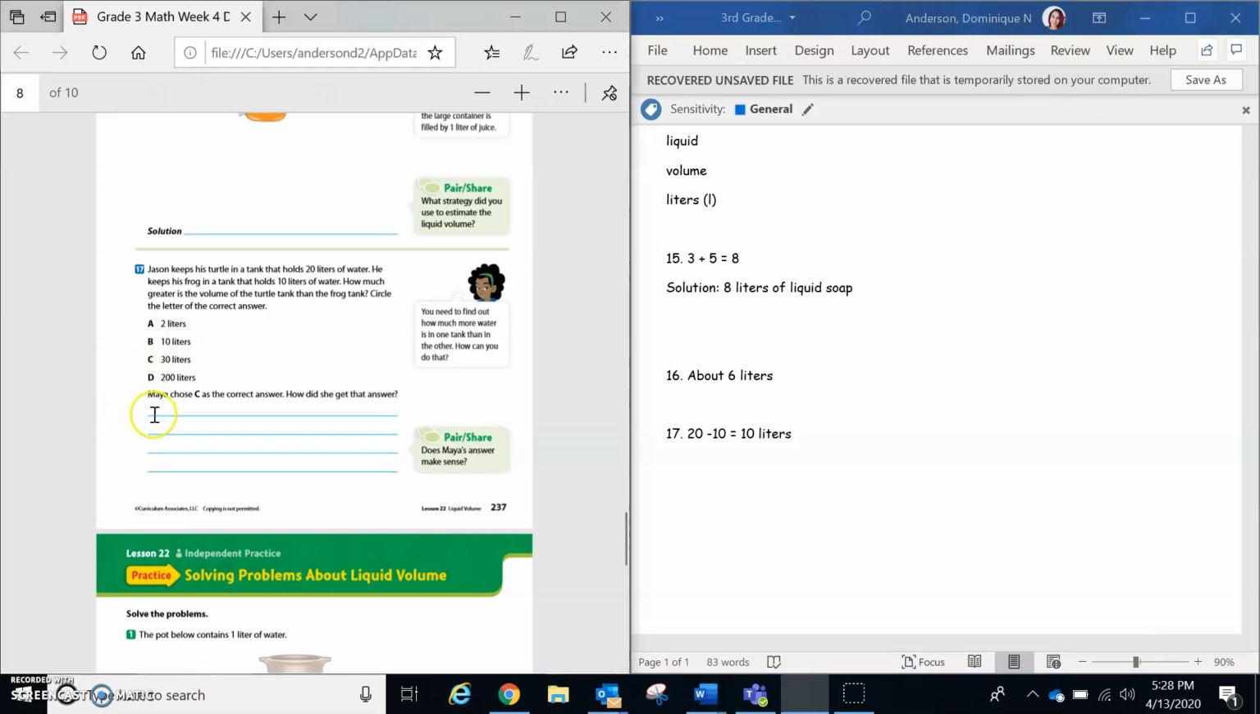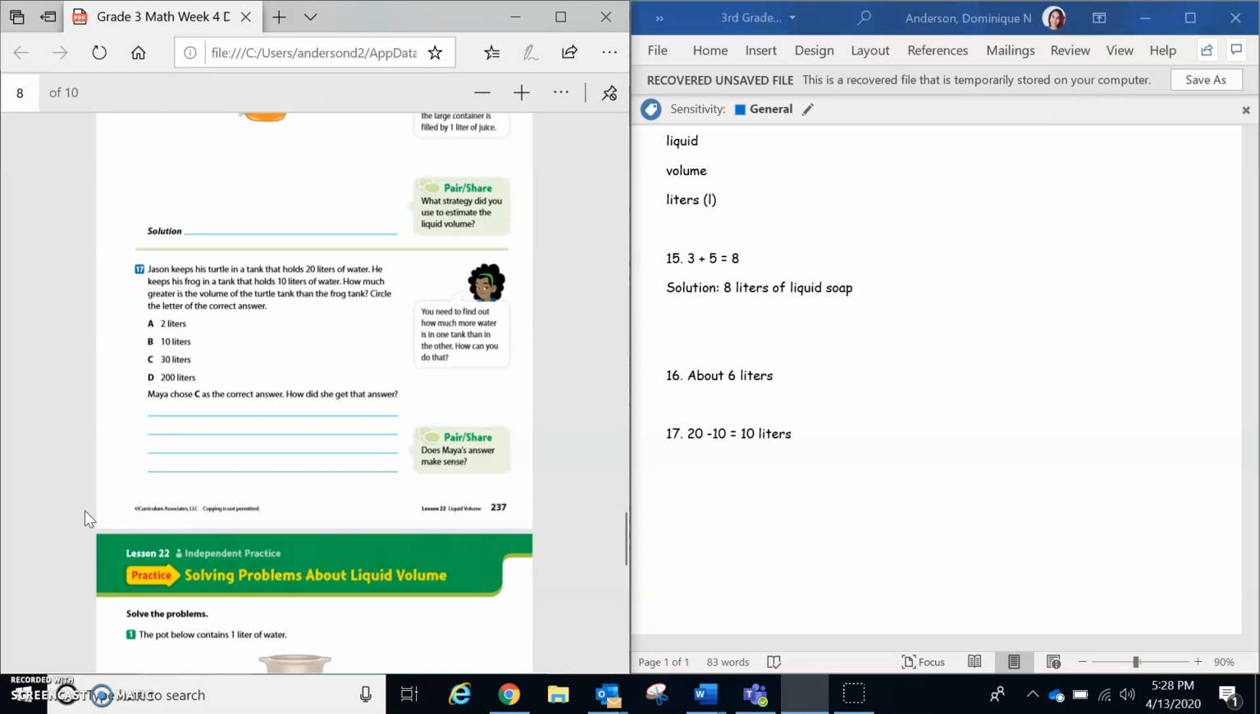Now it says, Maya chose C as the correct answer. How did she get that answer? So if we're looking, how do you think she got 30 liters as her answer? I want you to take a minute to think. You can even pause the video and think about it to yourself and talk it through to yourself.